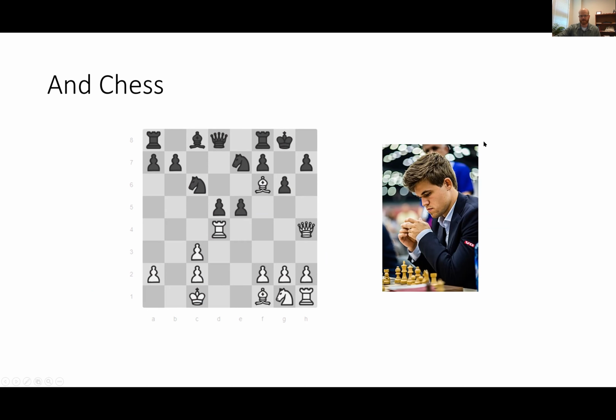This is a picture of Magnus Carlsen, who's the number one grandmaster in the world. And this is a chessboard with mate in 3, which means that white can force checkmate in 3 moves. So take a look at that, see if you can solve it.